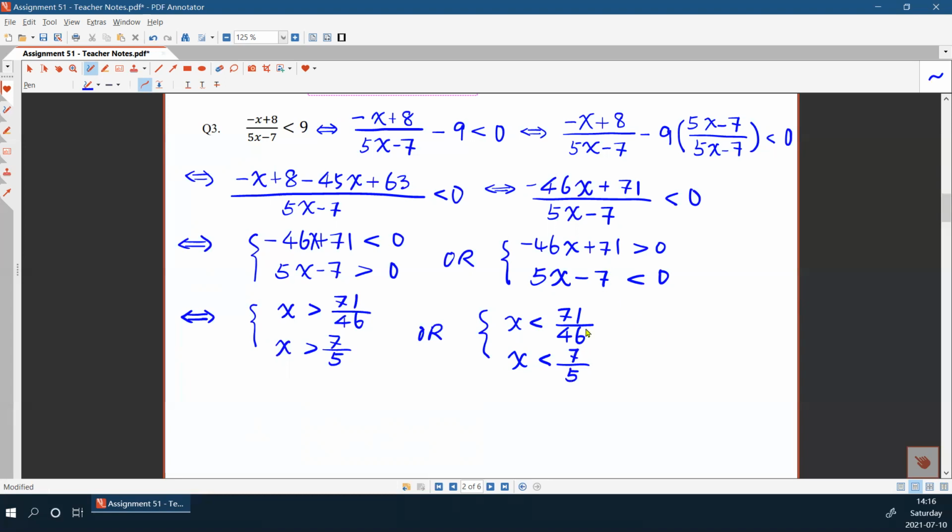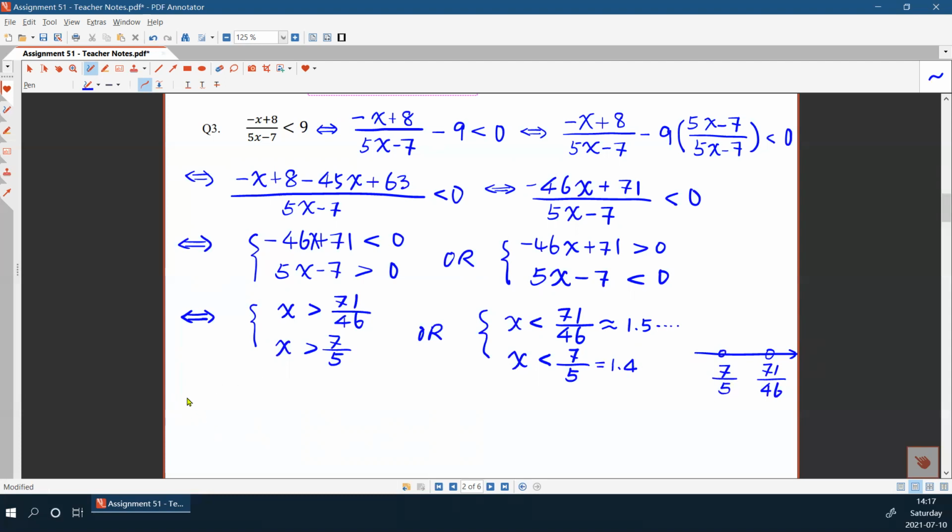And again, we need to compare which number is greater. So 71 over 46 is around 1.5 something. And 7 over 5 is exactly 1.4. So which number is larger? You can easily tell that the first number is larger, right? So 71 over 46 is here, and 7 over 5 is here.